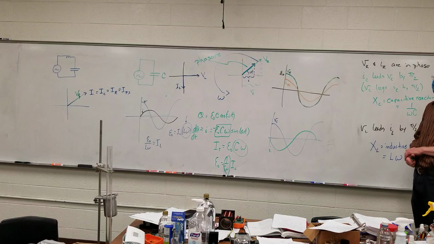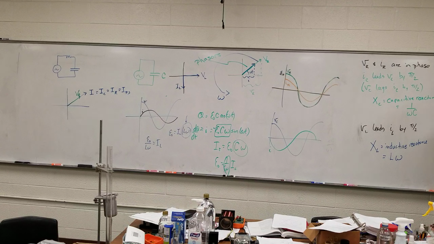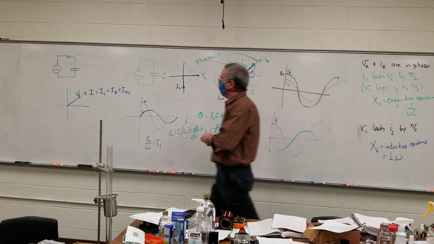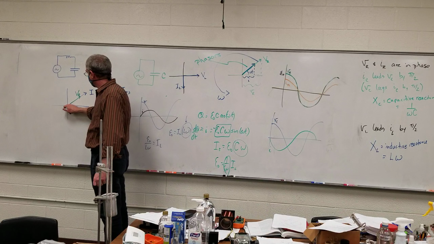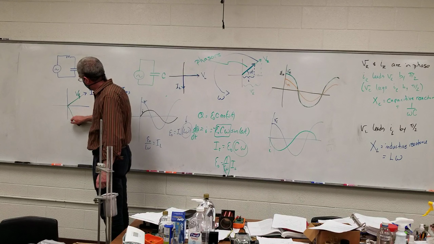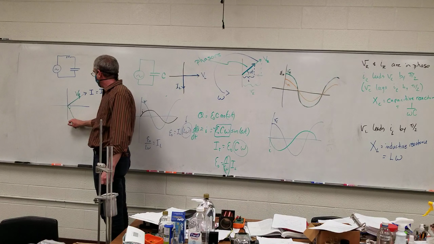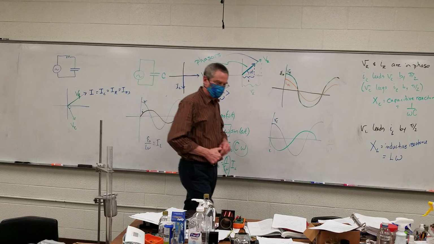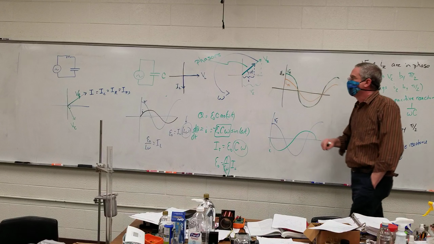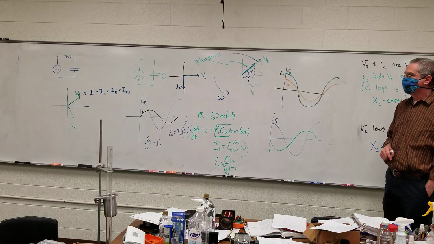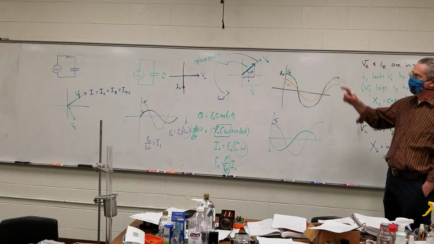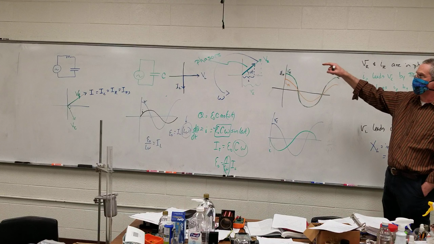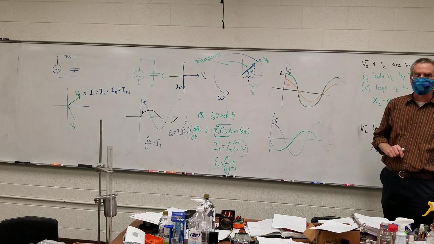Now I want the voltage across the capacitor. And for the capacitor, the current leads, so my voltage lags. That's a right angle there. And this is the voltage for the capacitor. So I have voltage and current for my resistor and capacitor, and I just have current for my power supply.